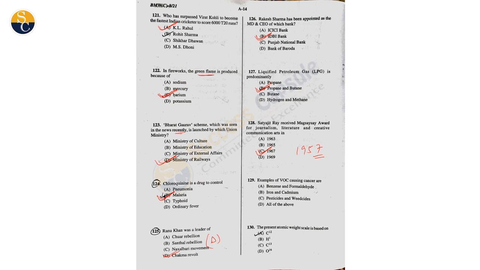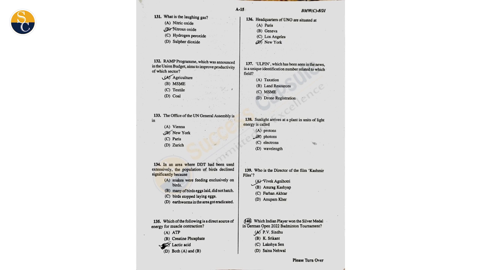Next, examples of VOCs causing cancer: volatile organic compounds are compounds which have high vapor pressure and low water solubility. Answer here will be A, benzene and formaldehyde. Next, the present atomic weight scale is based on carbon 12. So, A is the correct answer, C12. Next, what is laughing gas? Nitrous oxide. So, B is the correct answer.